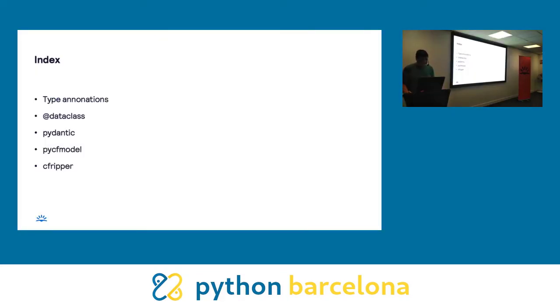But first I will introduce some things of Python. First I will introduce type annotations and data classes that you may already know, but just in case. And then we will jump to the core of the presentation, that is Pydantic. And then we will finish with pycfmodel, that is what we built at Skyscanner using Pydantic. And finally, what we have built on top of pycfmodel, and that does the security static analysis.